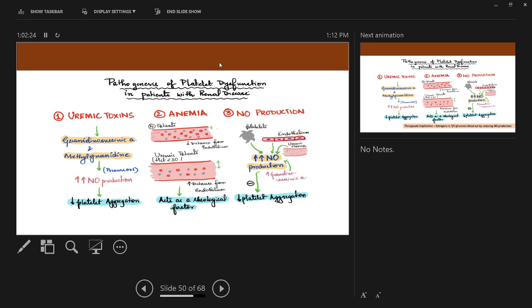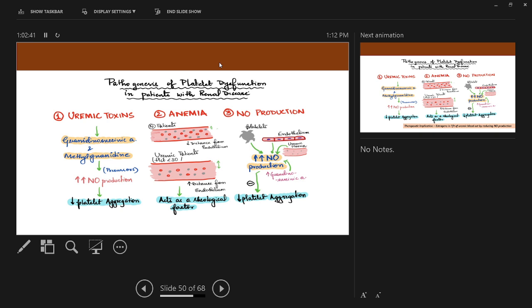The uremic toxins are guanidine, succinic acid, and methylguanidine, which are precursors of nitric oxide production because they increase the cGMP levels. Now, this increase in nitric oxide production acts as an inhibitor of platelet aggregation. So this leads to decreased platelet aggregation.